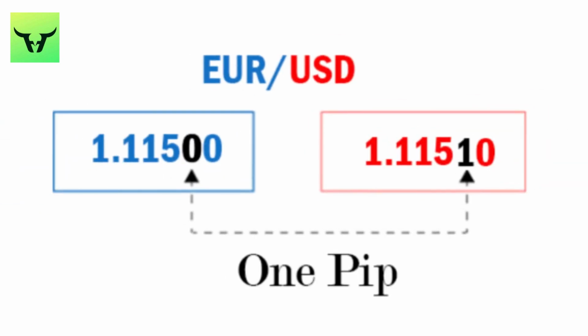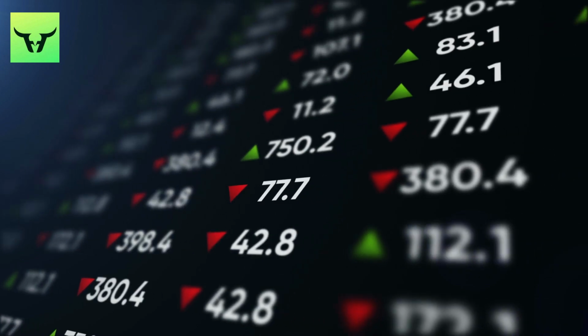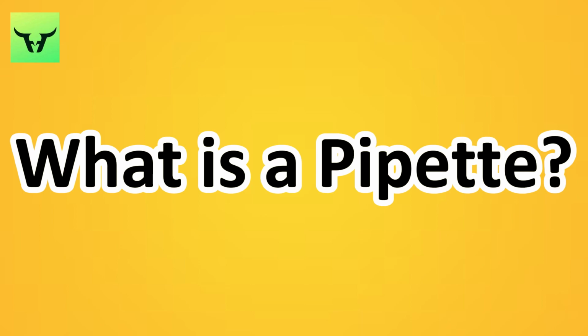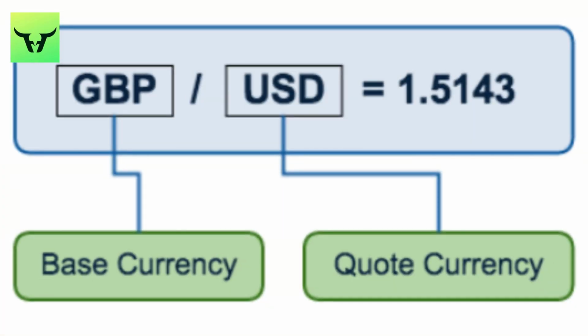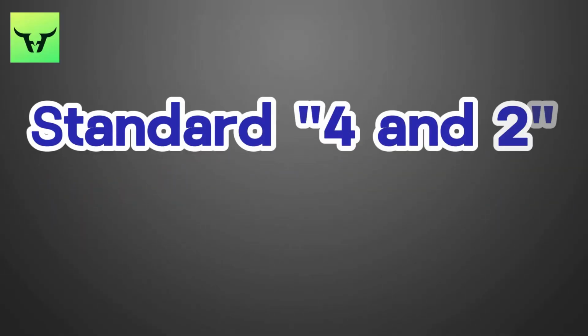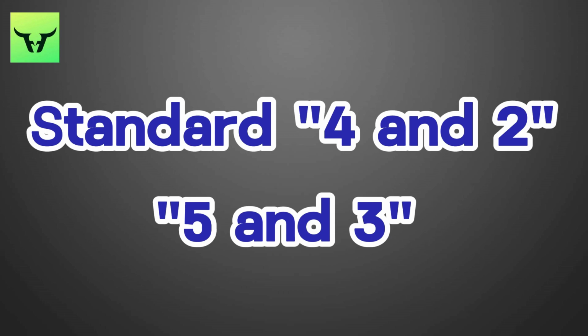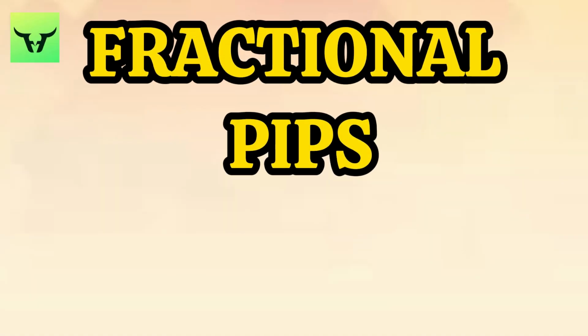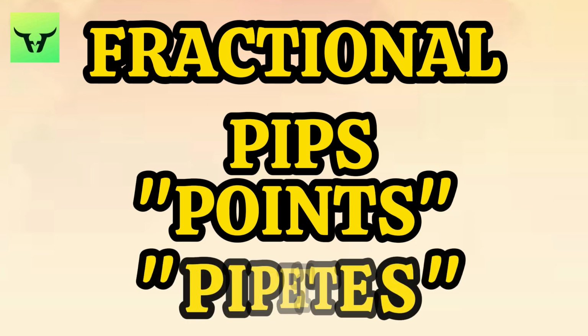Understanding pips is essential in the world of Forex trading for tracking and being aware of changes in prices. What is a pipette? Some Forex traders quote currency pairs with multiple decimal places. Instead of the standard 4 and 2 decimal places, they use 5 and 3 decimals. They call these extra decimal places fractional pips, sometimes known as points or pipettes.